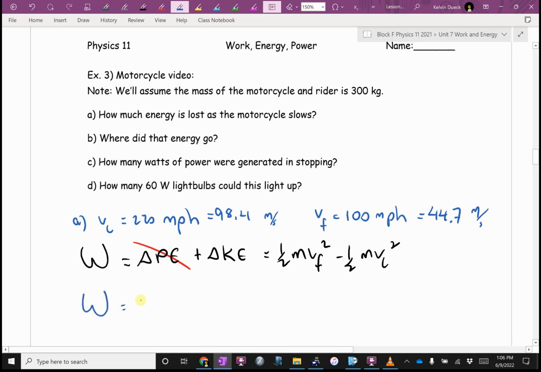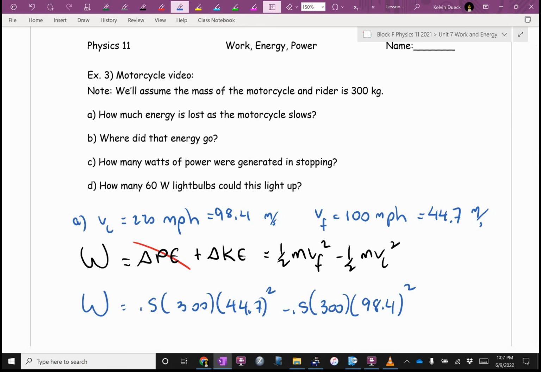The amount of work is going to be 0.5 times 300 times V final is 44.7 squared minus 0.5 times 300 times 98.4. By the way, that 220 miles per hour, 98.4 meters per second, like, that's a football field a second. I don't know if you remember, yesterday we calculated the speed of a slingshot, and it ended up being 60.